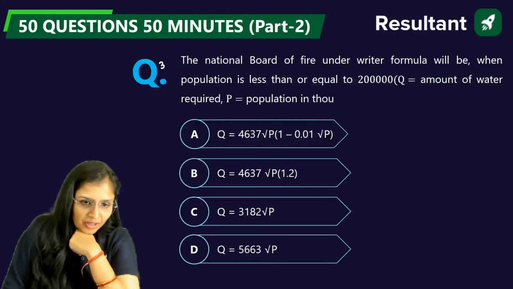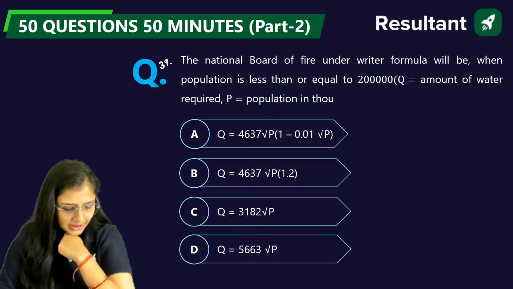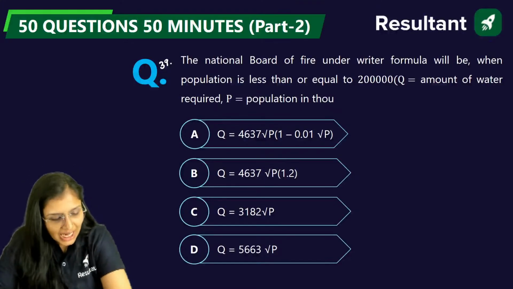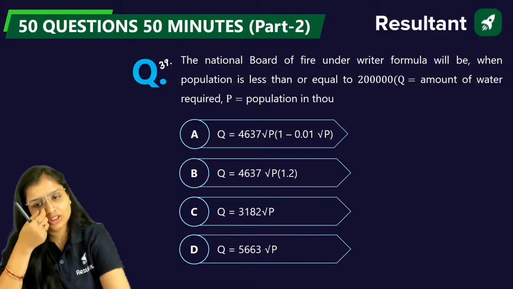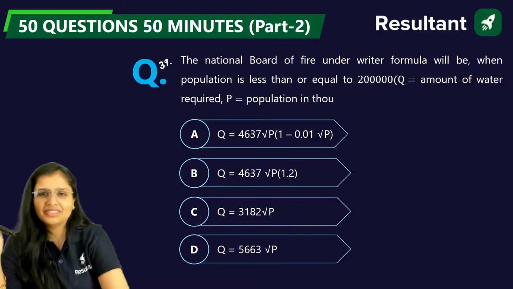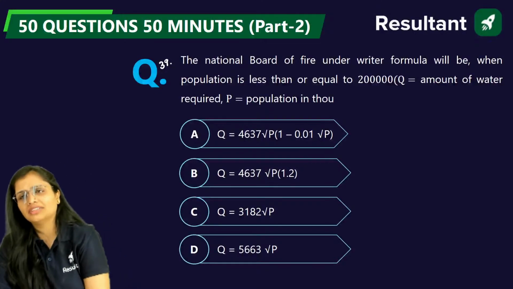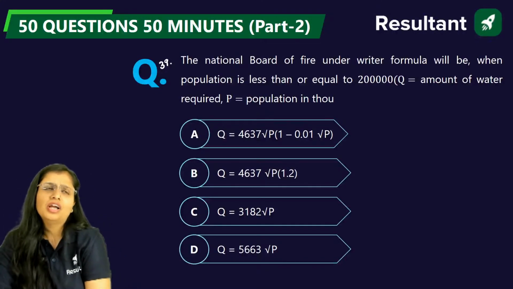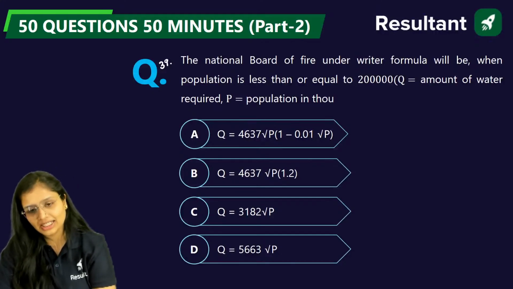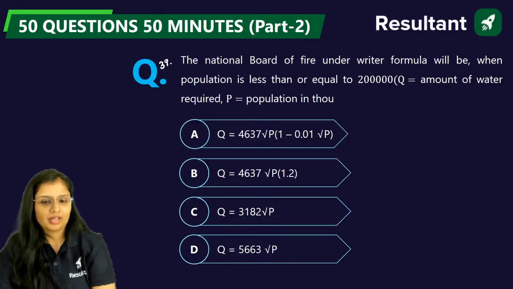Now this is a formula based question. National Board of Underwriters formula. This formula is applicable when the population is less than 2 lakhs. When the population is more than 2 lakhs, we have a codal provision that we allow 56,100 liters per minute of water. But here it is asking up to 2,000.